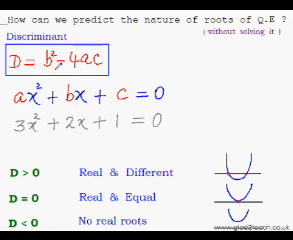So once again, D is equal to b square minus 4ac. B here is 2, so 2 square is 4, minus 4ac. 4 times 3 is 12, and 12 times 1 is again 12. 4 minus 12 is minus 8. That means D is less than 0, a negative number. So that means that this quadratic equation has no real roots at all.